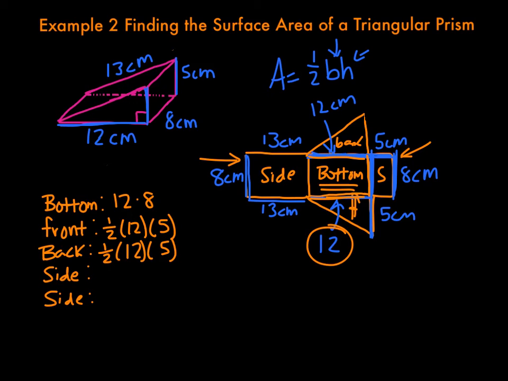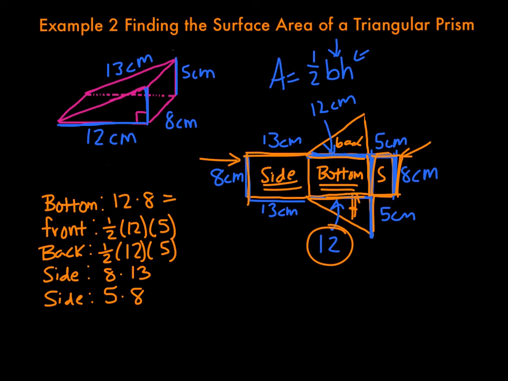So this side, let's start right here. We've got an 8 by a 13. So we just have to do 8 times 13. The other side is much smaller. That's a 5 by 8. So we do 5 times 8. Now we solve them all.